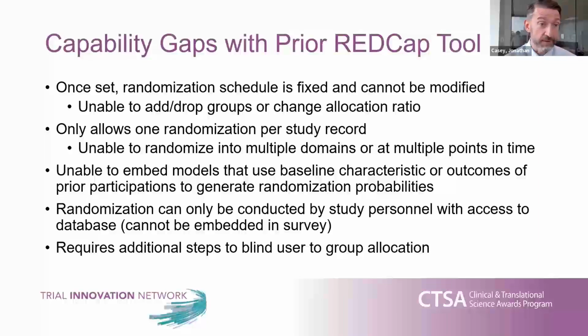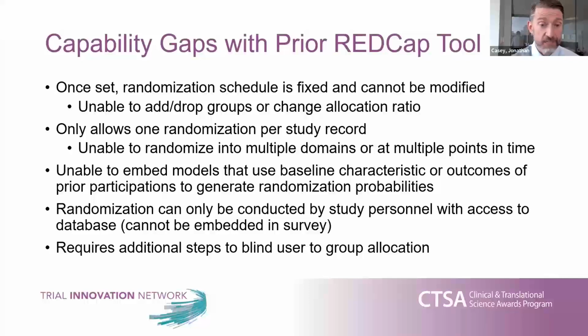But there were capability gaps. Once this randomization schedule was set, it was fixed and couldn't be modified. So you couldn't do things like add or drop a group or change allocation ratios for platform or adaptive trials. You couldn't randomize a study record more than once for platform trials or SMART trials. You couldn't embed models that used the characteristics of prior patients to generate randomization probabilities like an adaptive randomization.